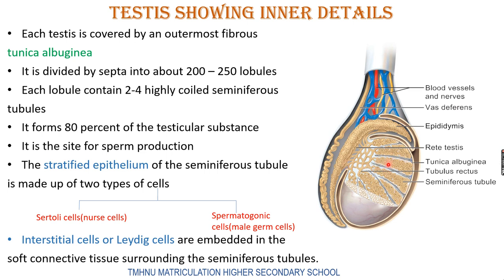And in between, important cells are there. They are made up of 2 types: Sertoli cells, and spermatogonia or male germ cells. Then Leydig cells are also embedded in the connective tissue in the seminiferous tubules.